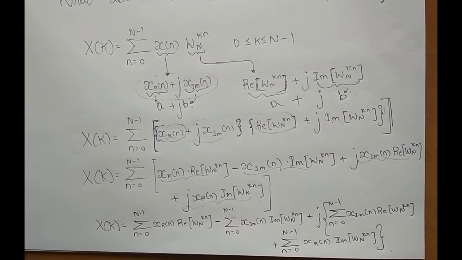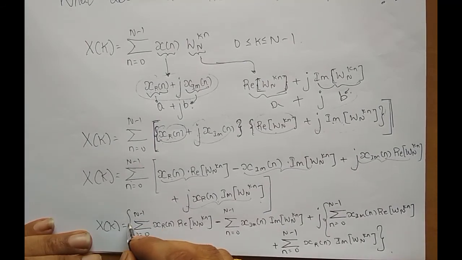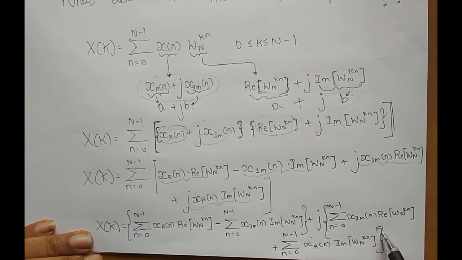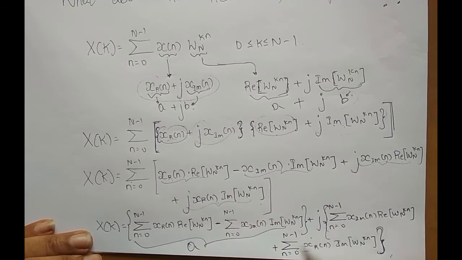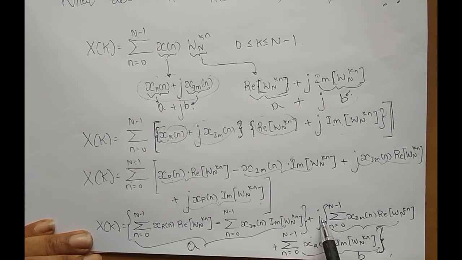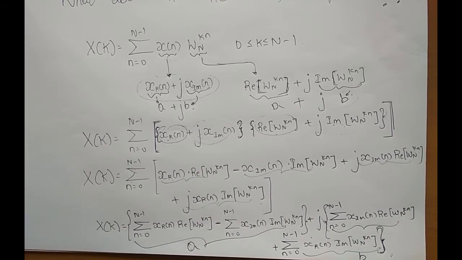Okay, so this is after separating real and imaginary parts. So this entire thing is the real part and this entire thing is the imaginary part. So this entire thing is what? A, and this entire thing is B. So ultimately it is A plus j times B. So this is in terms of separated values of real and imaginary parts.